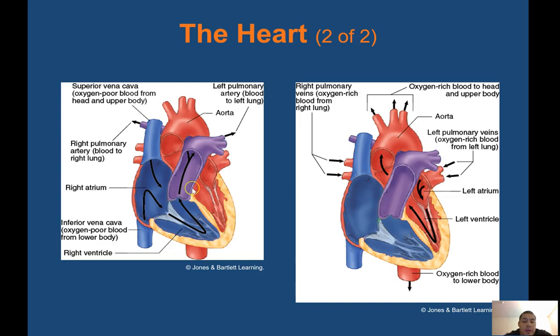So remember, I drew that great picture of how the heart works. You're going to have your superior vena cava up here, your inferior vena cava down here. Blood's going to come to the right atrium and go down to the right ventricle, going to pump blood to the lungs to get oxygenated, and it's going to come back into the left atrium, and then go down to the left ventricle, and pump out oxygenated blood to the rest of the body. And you're also going to have valves in between your atriums and your ventricles to prevent blood flow from going backwards.